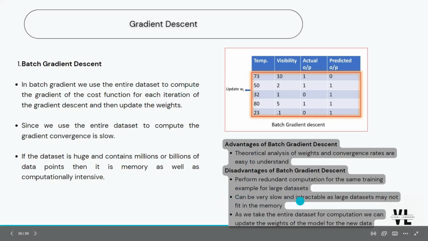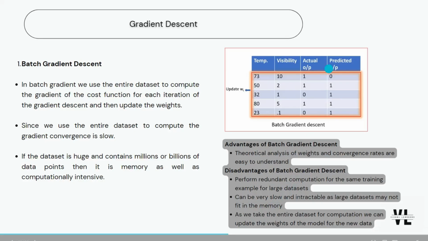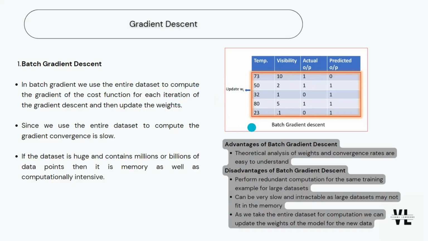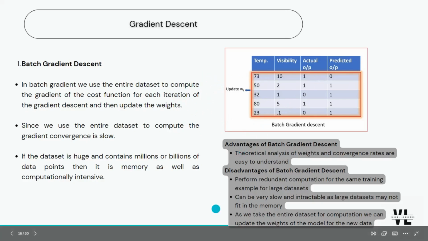And it can be very slow and intractable as large datasets may not fit into memory. Our memory has a limit and we cannot use the entire dataset to train our model because of that limit. And it even affects the time needed to complete one epoch. So it might take a long time to reach one epoch. As we take the entire dataset for computation, we can update the weights for the model for the new data.